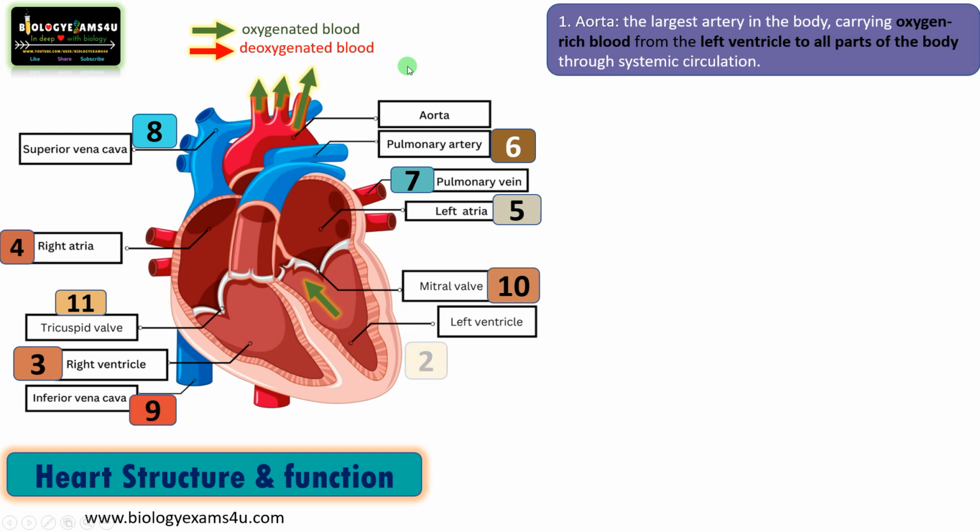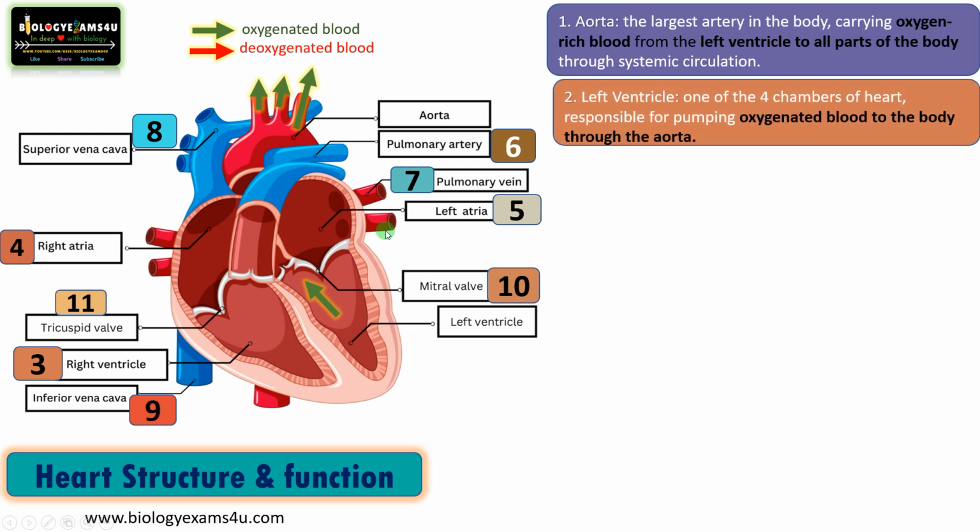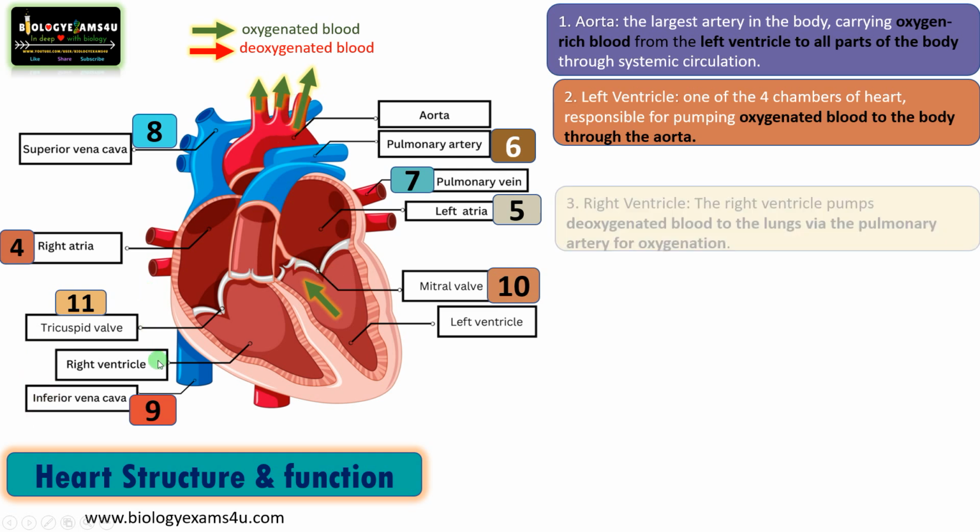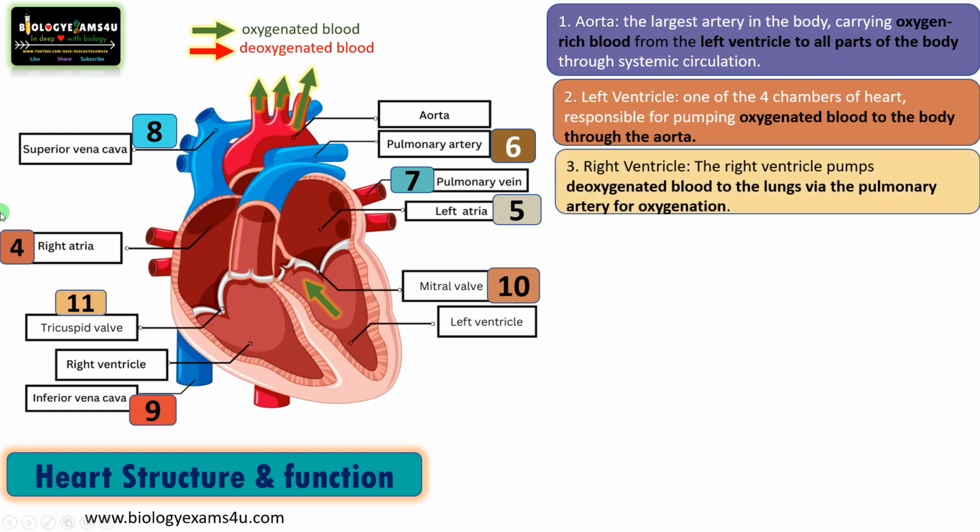The second structure is the left ventricle. It is one of the 4 chambers of the heart, 1, 2, 3, 4, responsible for pumping oxygenated blood to the body via the aorta, as you see here. The third structure is the right ventricle. The right ventricle pumps deoxygenated blood to the lungs via the pulmonary artery for oxygenation. So, from the right ventricle, deoxygenated blood moves into the lungs via the pulmonary artery.